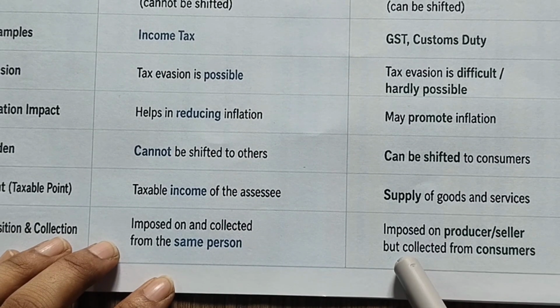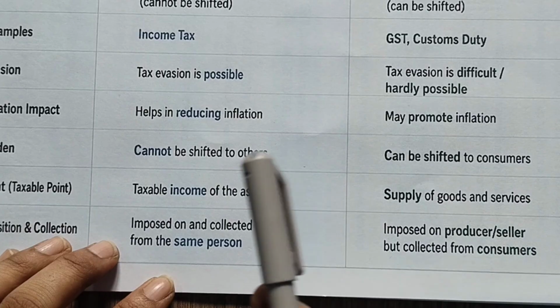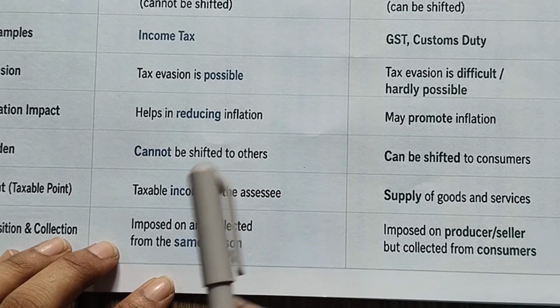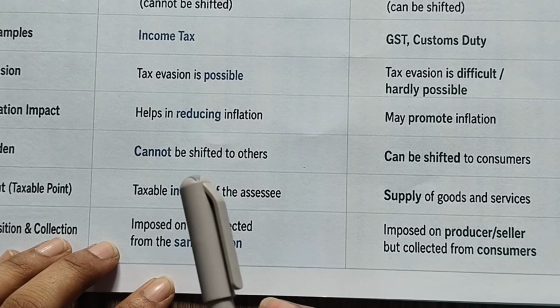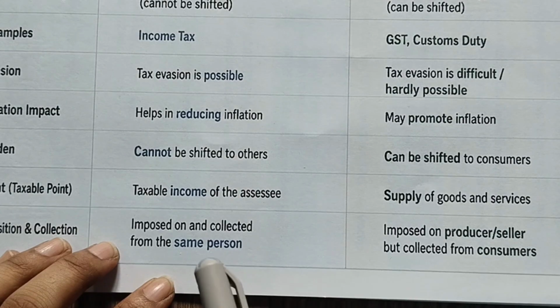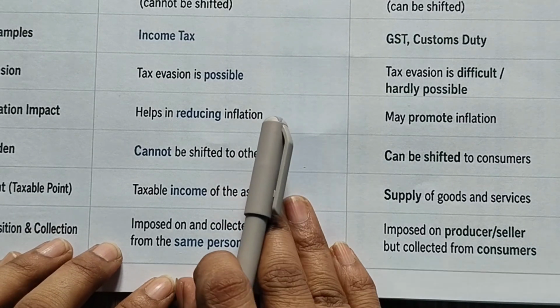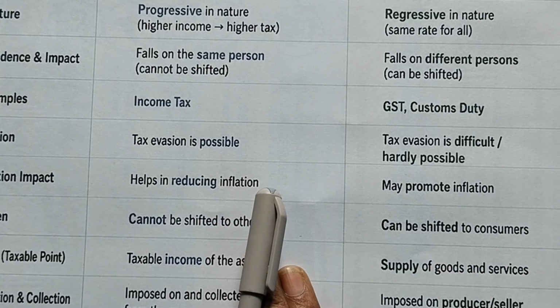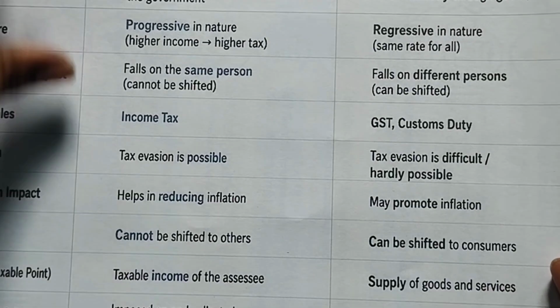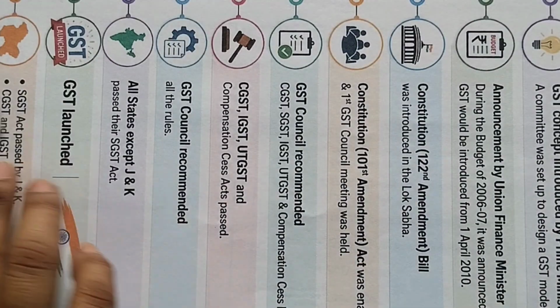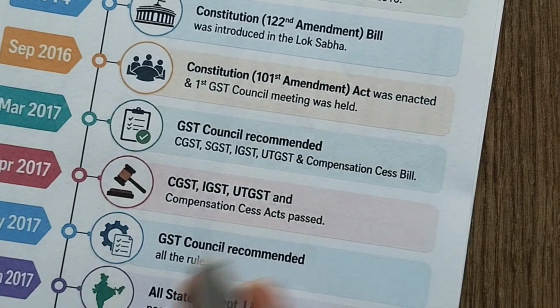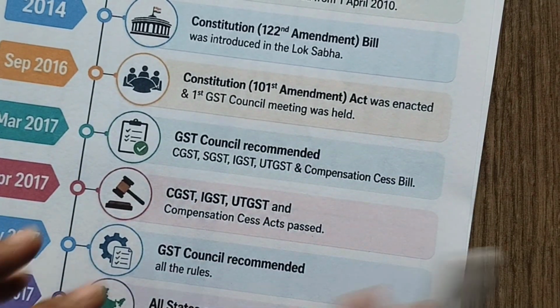But when it comes to indirect tax, it is imposed on the producer or seller, but collected from whom? From the consumer. Now let us see the background of the GST, indirect tax.